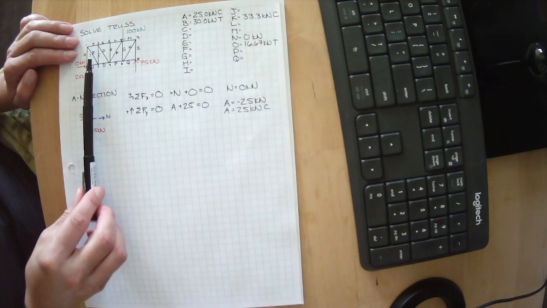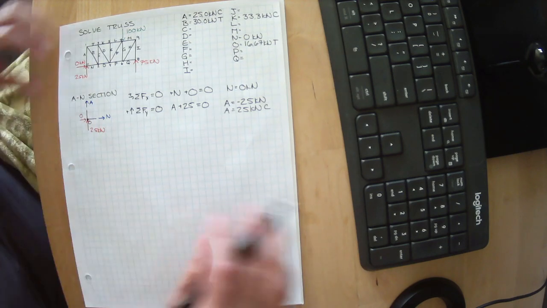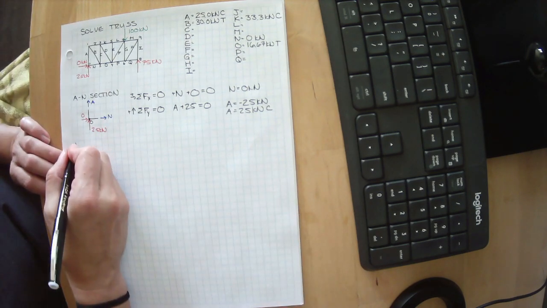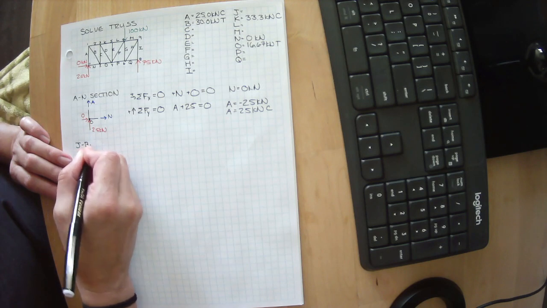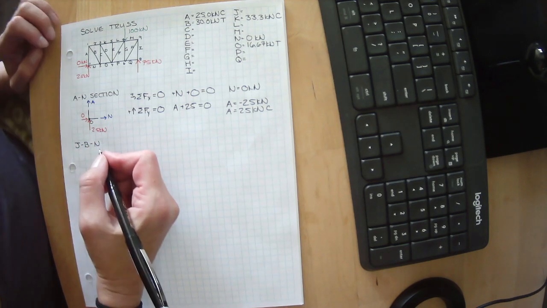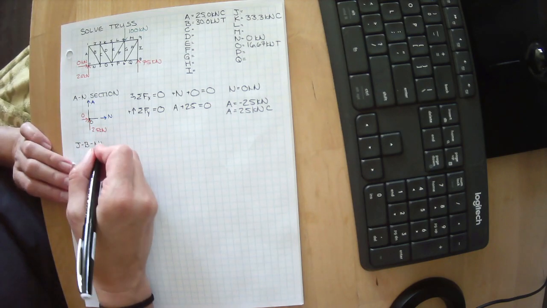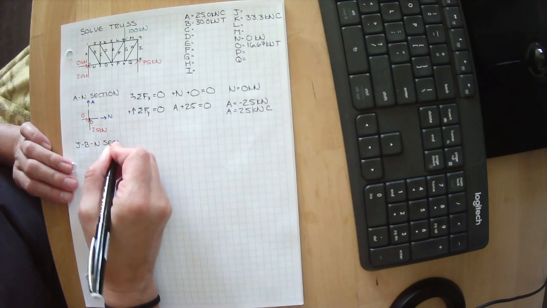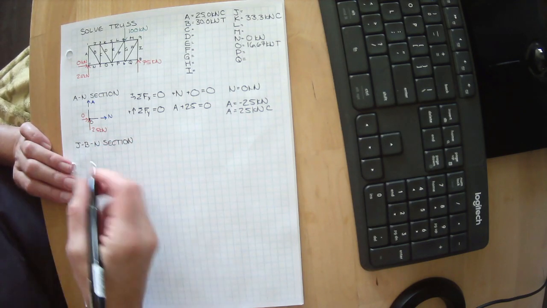Let's cut through J, B, and N. So let's do J, B, N. Oh, sorry. Is that what I want to do? Yeah, let's do the J, B, and N section. Okay.